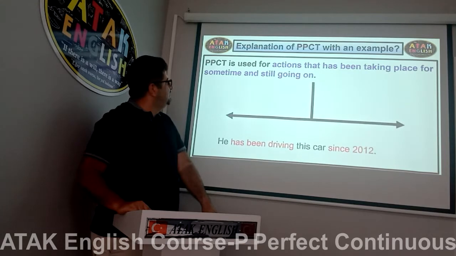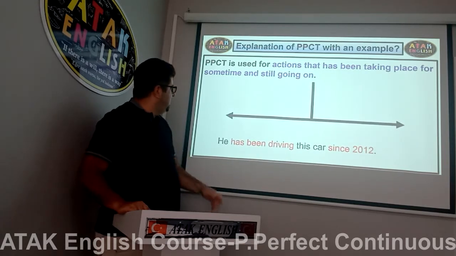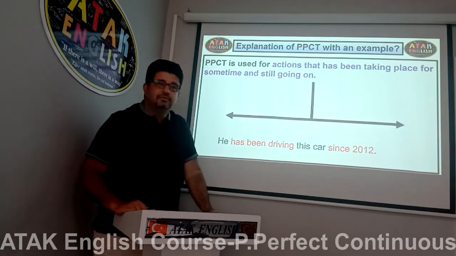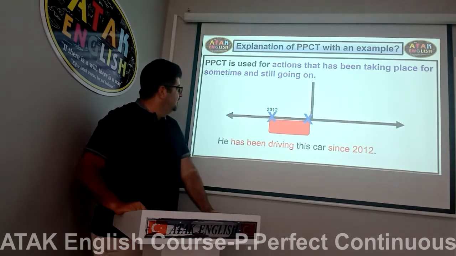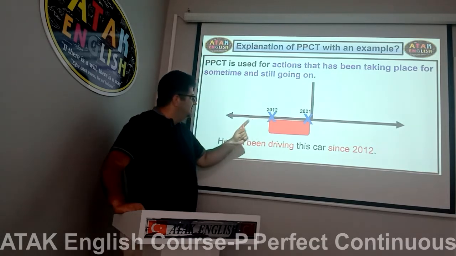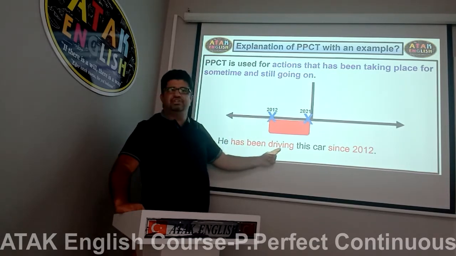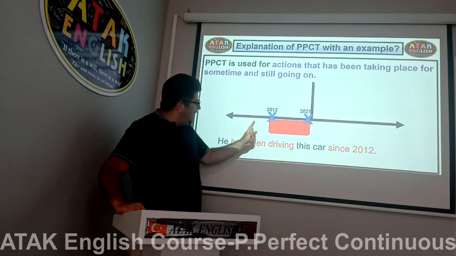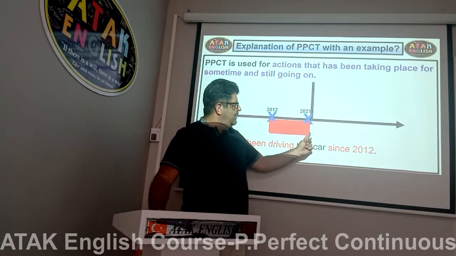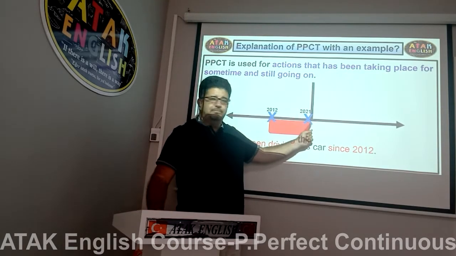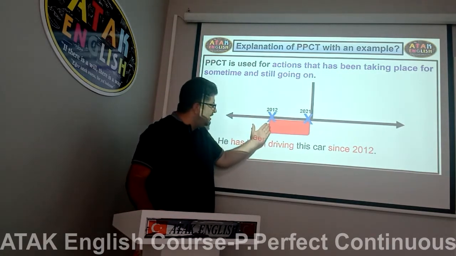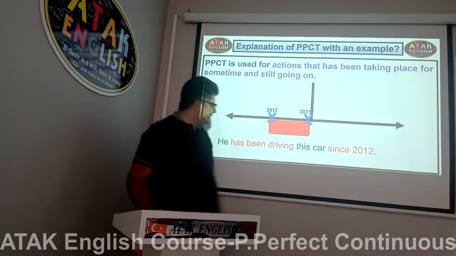Let's try to explain present perfect continuous with another example. He has been driving this car since 2012. Let's see it on the timeline. Here you can see 2012, the time that the driving action started, and it continued up until now. Let's say 2021 is the present time now. So he has been driving this car since 2012.